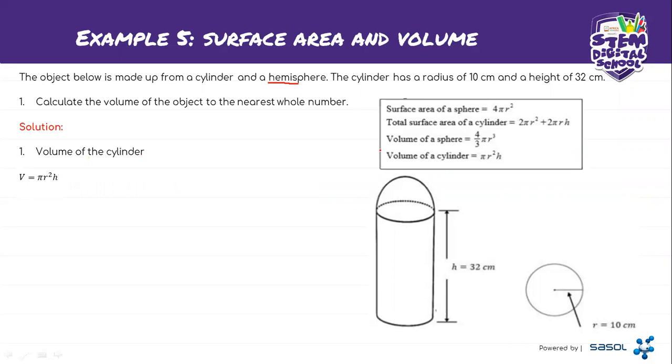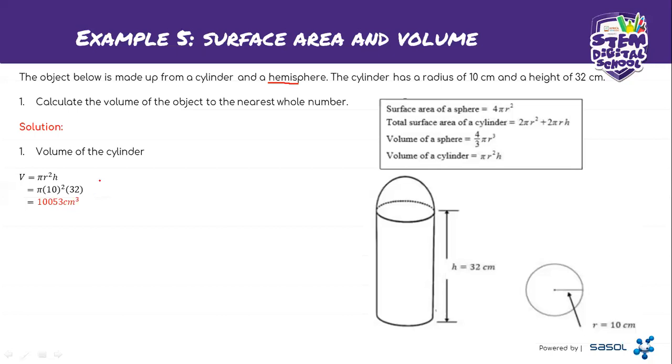You write the correct formula, and because we have the radius, which is 10 centimeter, you can see we have substituted with 10 there. The height is 32. Then we press our calculator, and I believe this is the correct answer, which is 10,053 centimeter cubed.